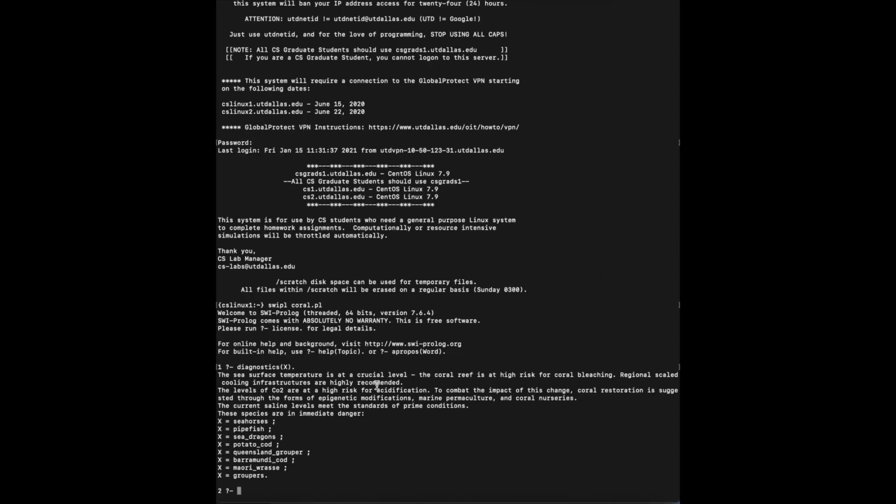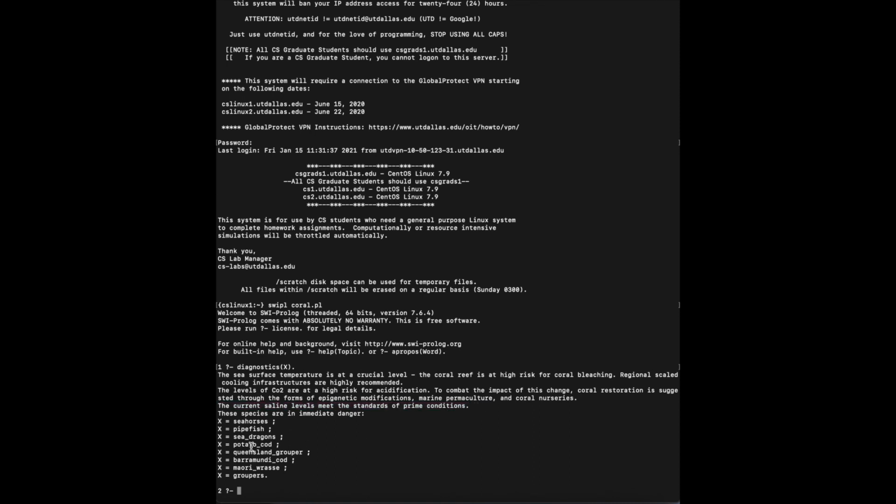Okay, so here's our program after I've run it. So let's see what it's suggesting to us. So it says the sea surface temperature is at a crucial level. Okay. So it suggests a regional scale cooling infrastructure, and CO2 is also at a high level. Coral restoration is suggested through the forms of epigenetic modifications, marine permaculture, and coral nurseries. And then it says the current saline levels are fine.